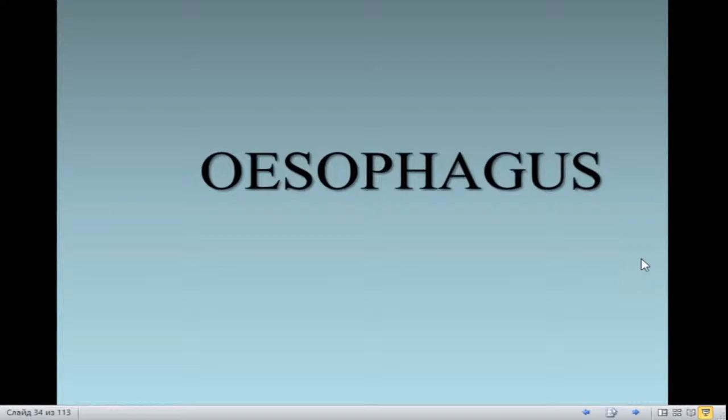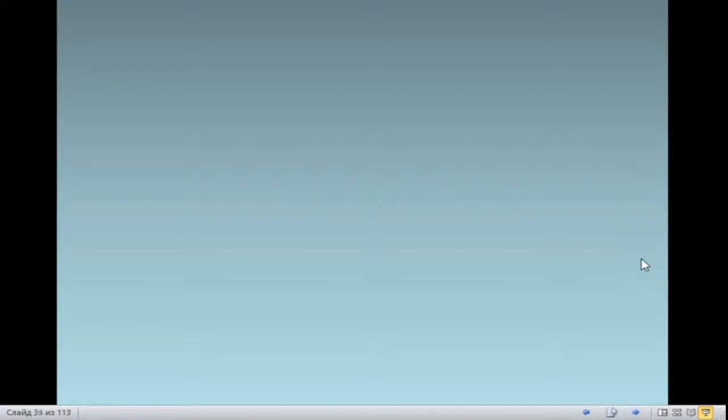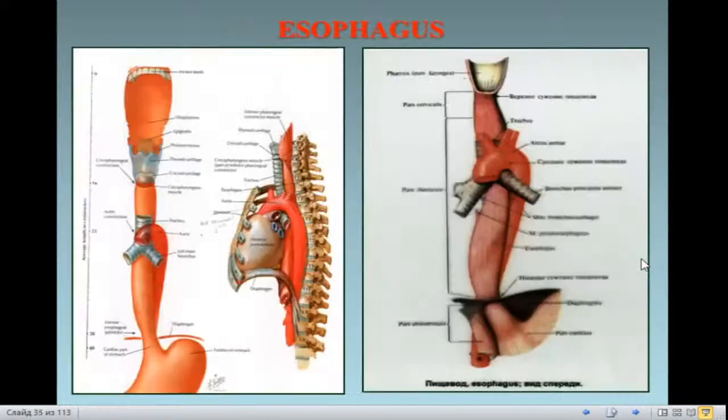The next portion of the digestive tract is the esophagus. It starts from the C6 level, the sixth cervical vertebra, and passes down from the neck region to the thoracic cavity, and it also has a small abdominal part. So for the esophagus we can say there are three parts: cervical, thoracic, and abdominal.